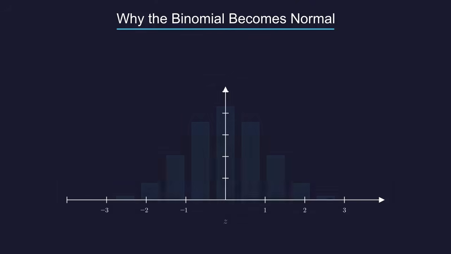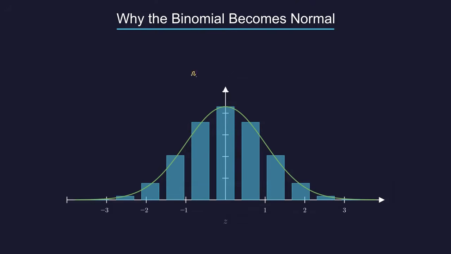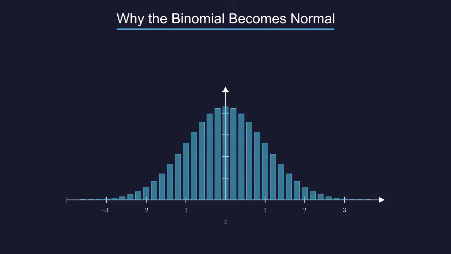At n equals 10, p equals 0.5, expected successes and failures are both 5. The shape is symmetric but visibly discrete, so a normal approximation may be only rough for narrow or tail events. At n equals 100, p equals 0.5, both expectations are 50. The mass is concentrated across many adjacent counts, and the matched normal curve follows the center closely.